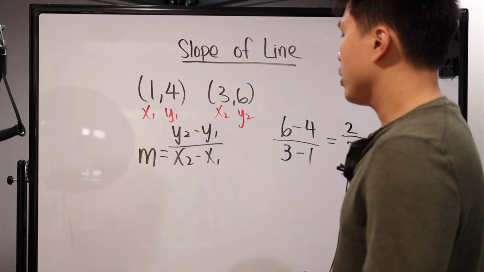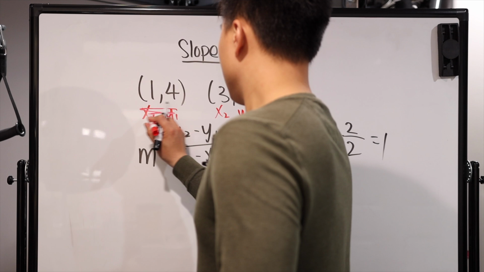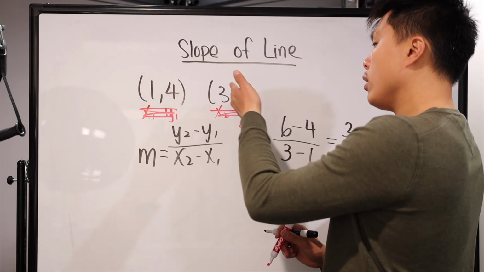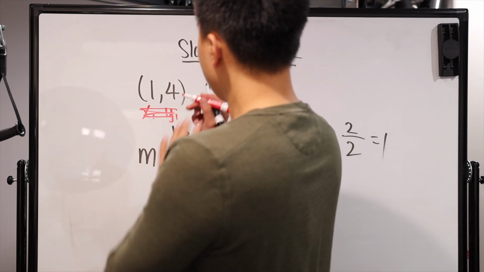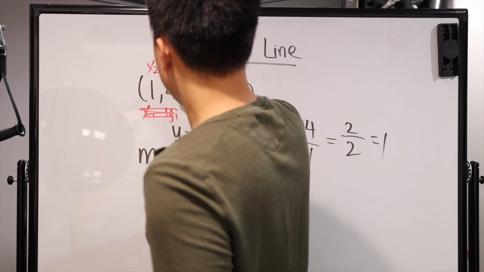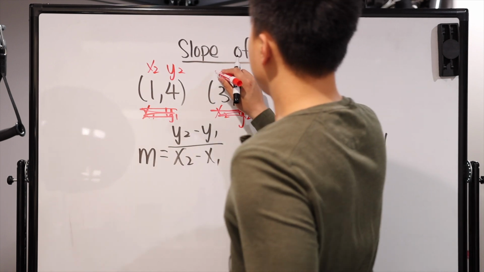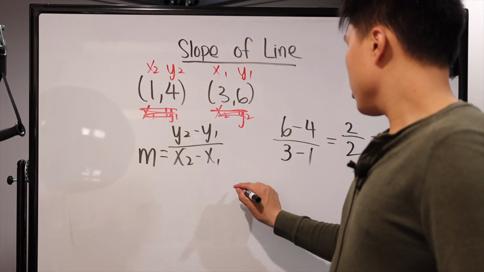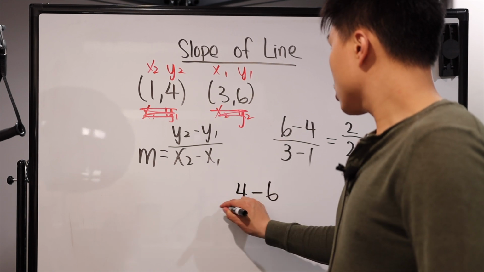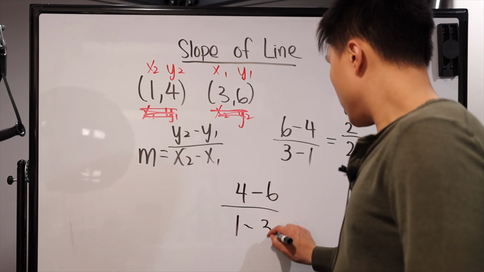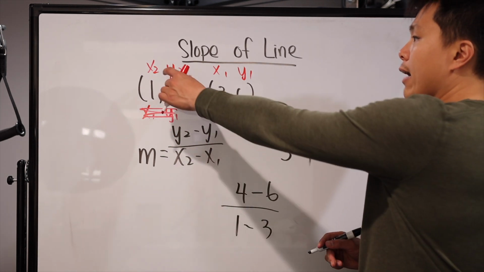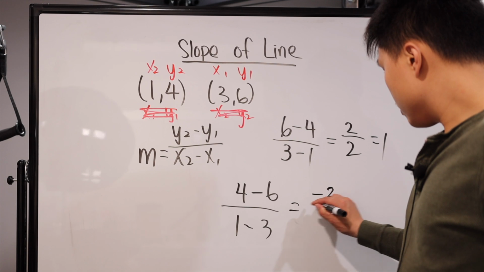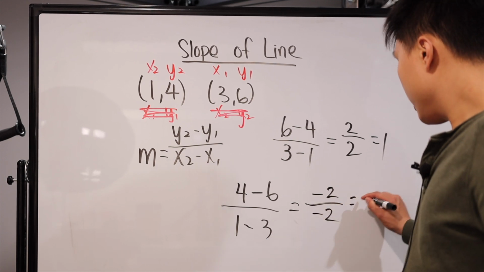Now here's what I want to show you. Ignore these little formatting right now. What if I change it, right? Instead of this one, x1, y1, x2, y2, if I choose this one to be x2, y2, and this one right here to be x1, y1, right? We can still do it. It's going to be 4 minus 6 over 1 minus 3, right? Notice that I have to keep the 2's together and the 1's together, and that's going to be negative 2 over negative 2. That still equals 1.